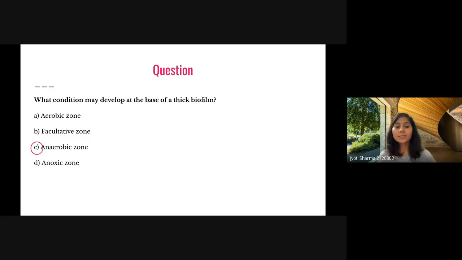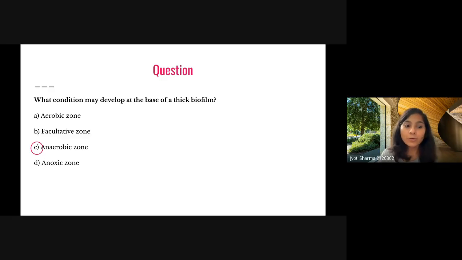So yes, this is the anaerobic zone because as I told you, we will not have direct connection with the air. So there will be the condition where we will not have enough oxygen, and if there is not enough oxygen, it means we will have microorganisms that will be present here in the absence of oxygen. So this will be the anaerobic zone.